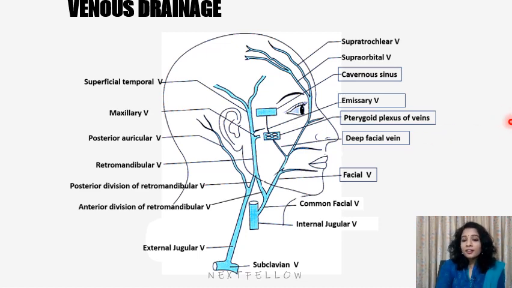One thing to be noted here, the scalp veins are valveless veins. So the flow of blood is bidirectional.